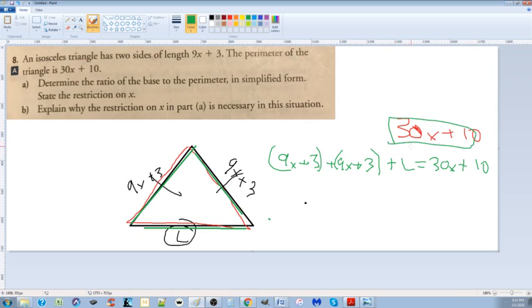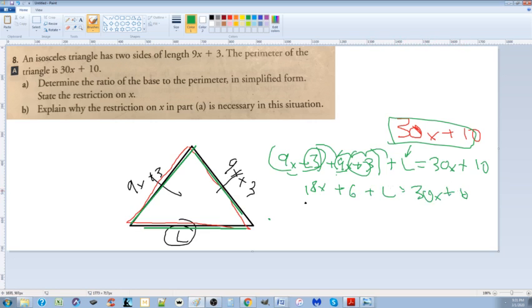So now we simply isolate L. Now here you might say, oh, do I divide? No, everything's being added. We could just remove these brackets. And you can see there's 2 common apples here, so we get 18x. And there's 2 common oranges here, so we get plus 6. Plus L is equal to 30x plus 10.